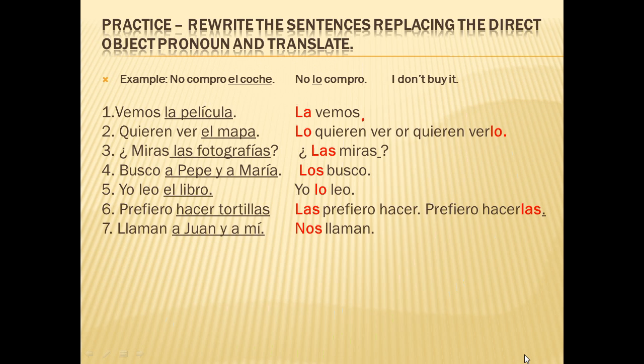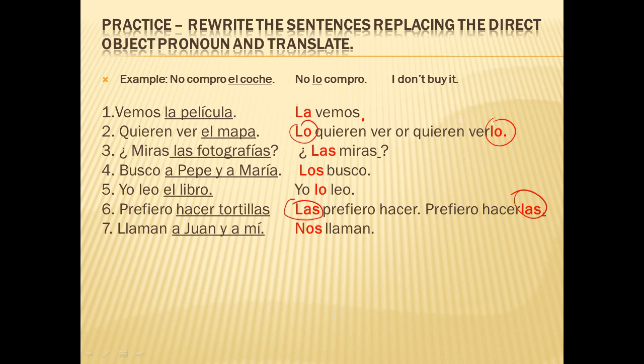Number three, las miras, okay? So that's basically saying, do you see them? The photographs. Number four, I am looking for them. Number five, I read it. Number six, I prefer to make them. You can put them either way, like the other one. It can go in front or it can be attached. It does not matter, just like number two.